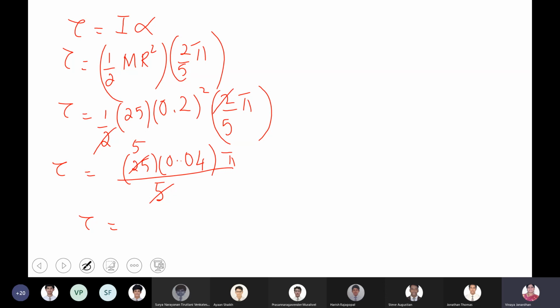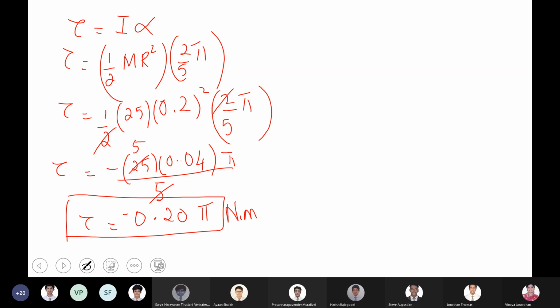So I can write this as point. Wasn't it minus 2 by 5? Yeah, it's there because of the negative term, the one which is going to retard the motion. This is the torque, Newton meter. You can calculate, you can use 3.14.